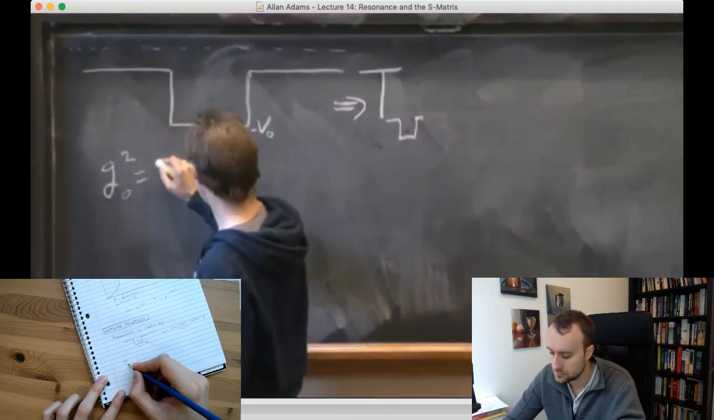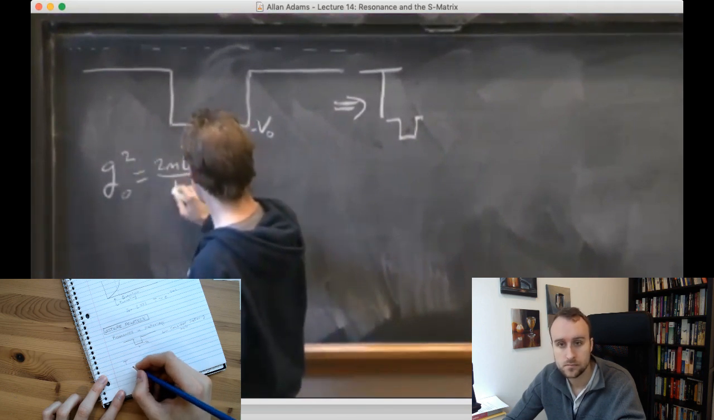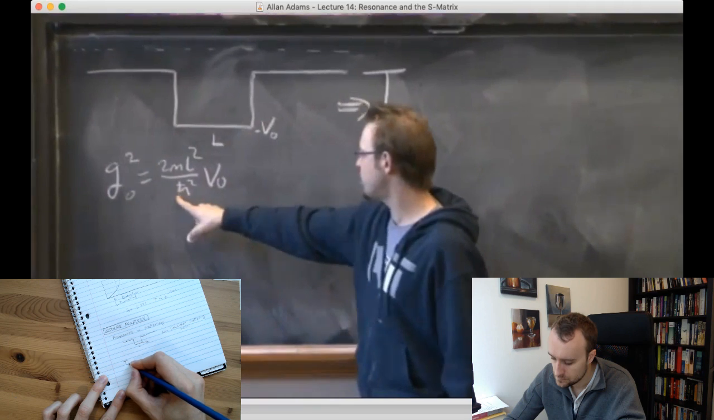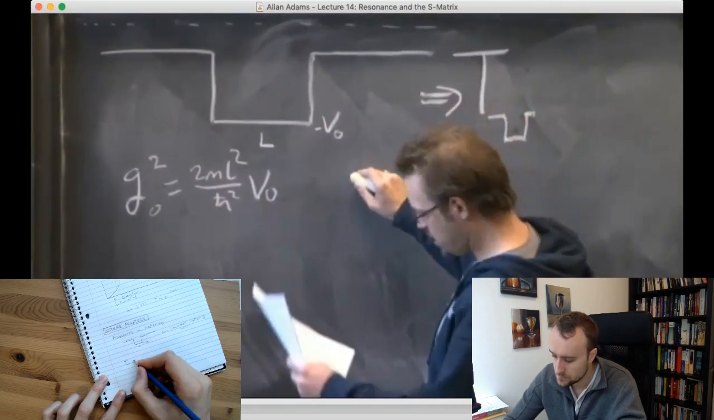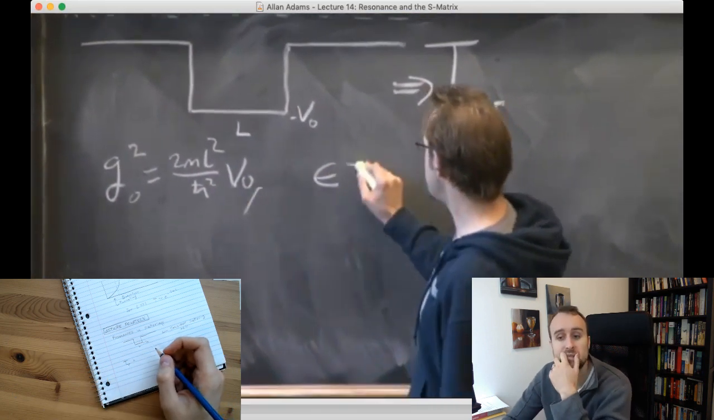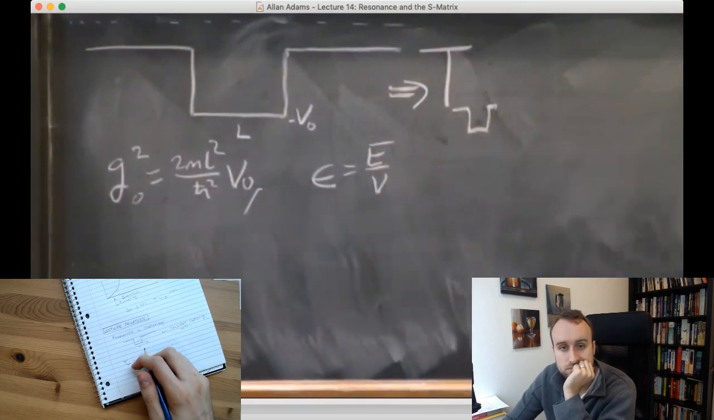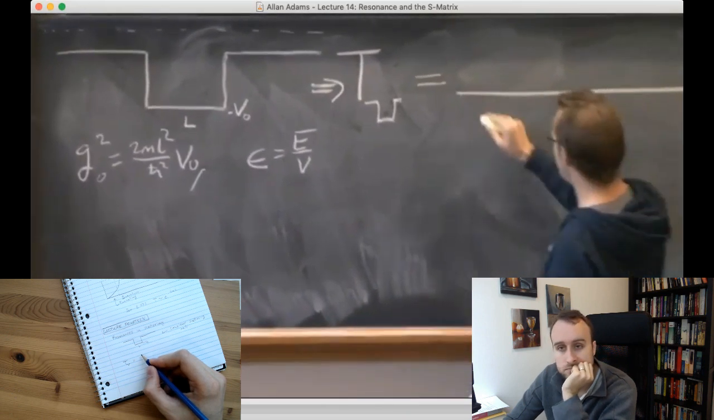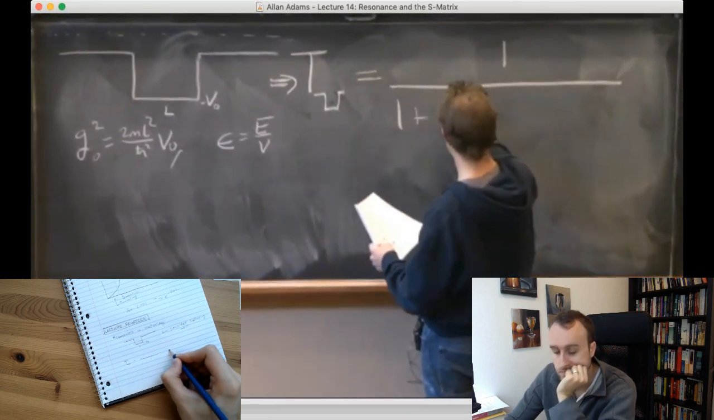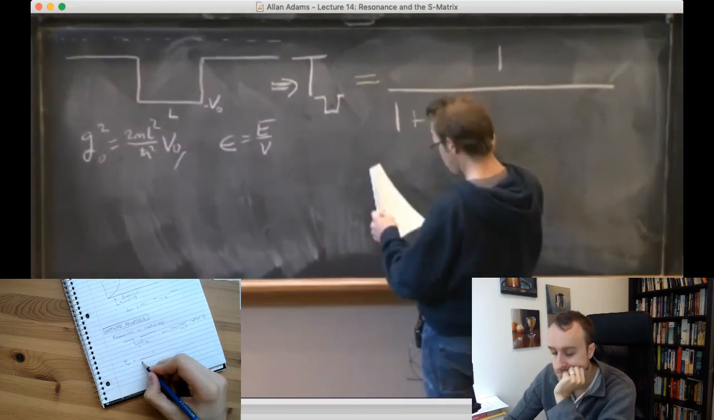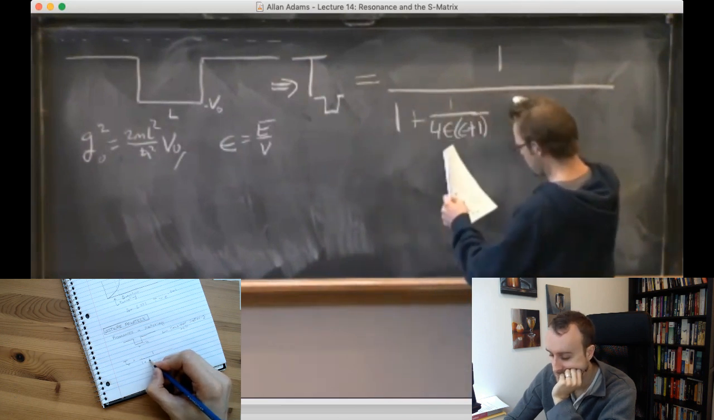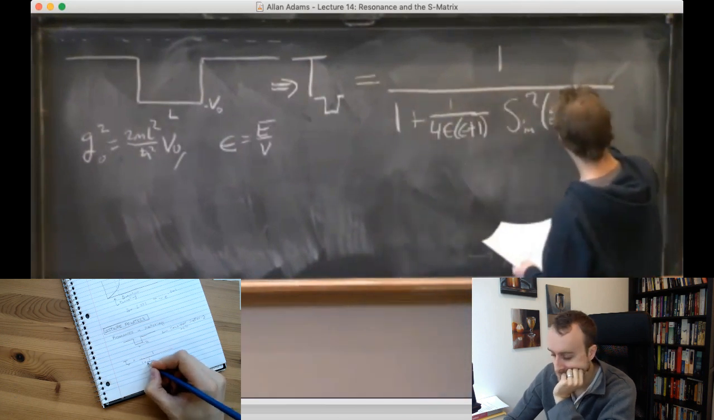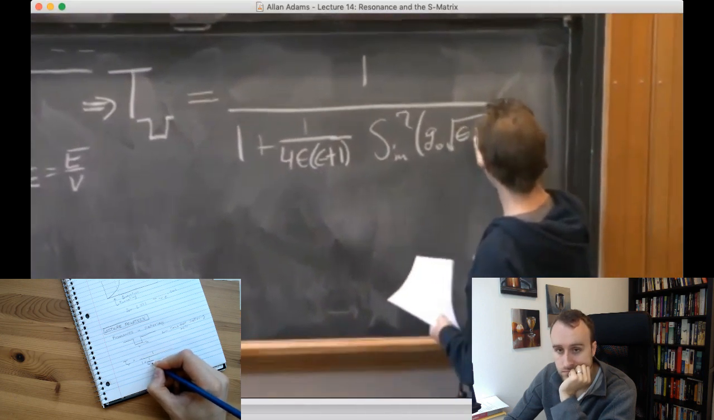G naught squared is equal to 2m L squared over h bar squared times V naught. This is 1 over an energy. This is an energy. This is dimensionless. And the dimensionless energy, epsilon, is equal to E over V naught. To express my transmission probability, life is better when it's dimensionless. So T, the transmission probability, is again one of these horrible 1-overs. 1 over 1 plus 1 over 4 epsilon times epsilon plus 1, times sine squared of G naught square root of epsilon plus 1.